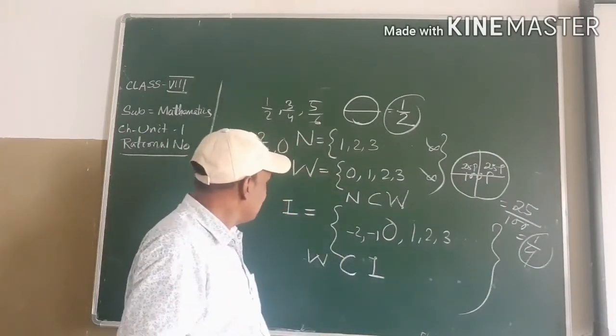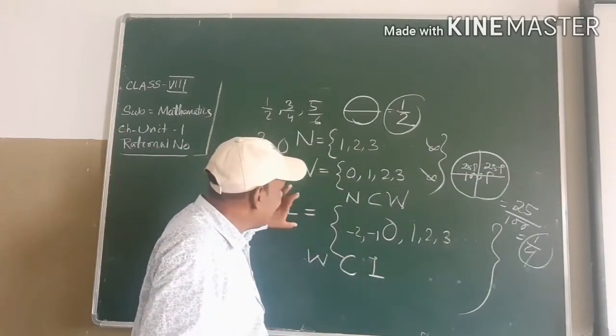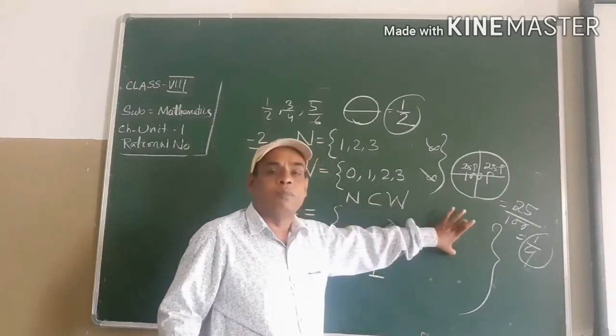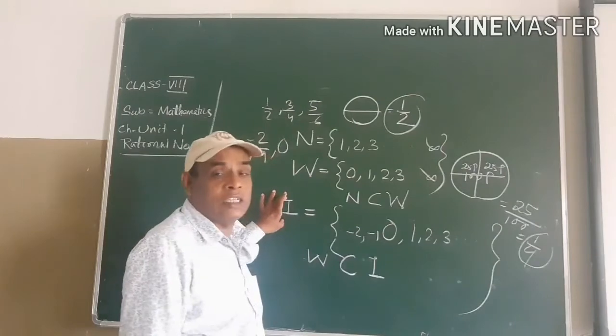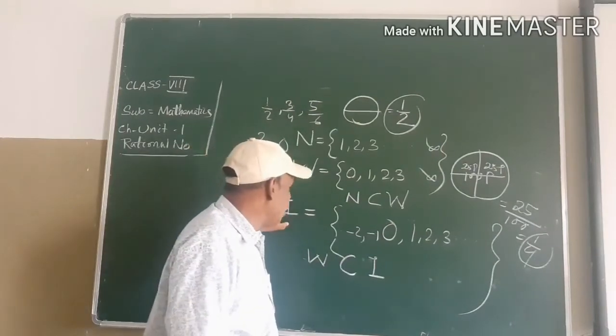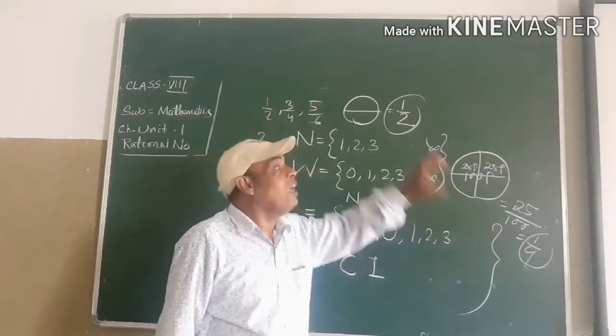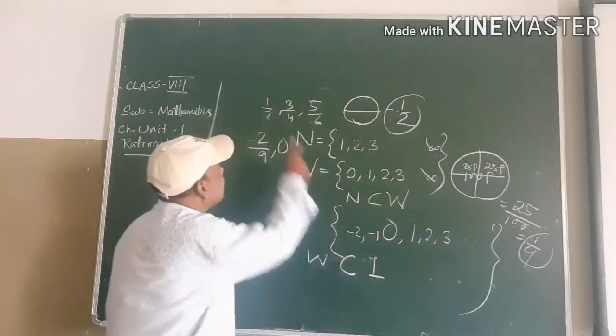So what is a rational number? The set of integers, the set I, belongs to the rational number set. Total set I means the set of integers. The set of integers belongs to rational numbers, as well as that number.